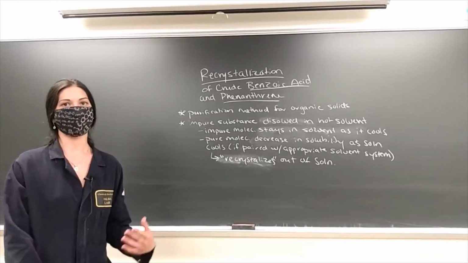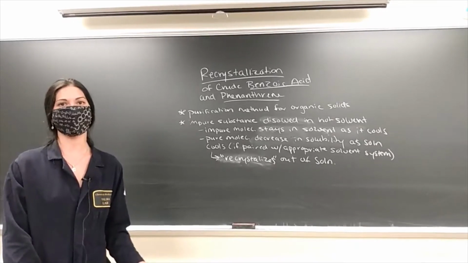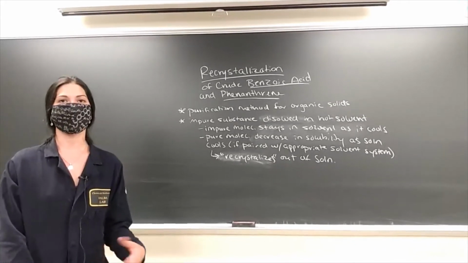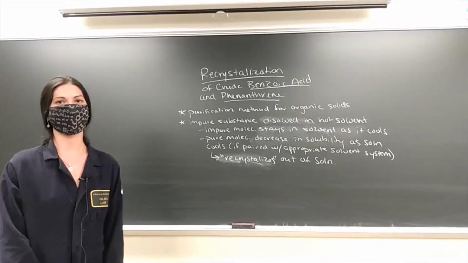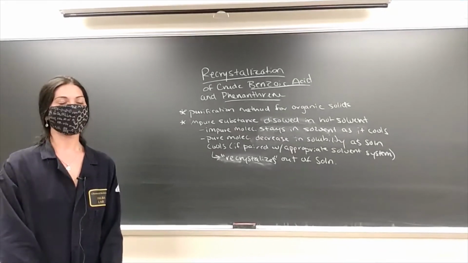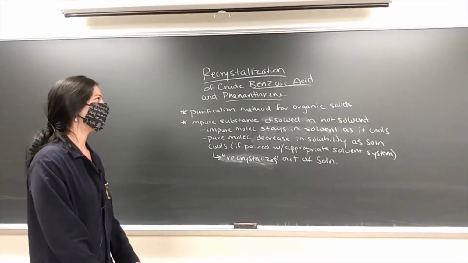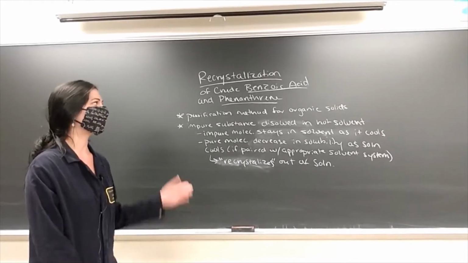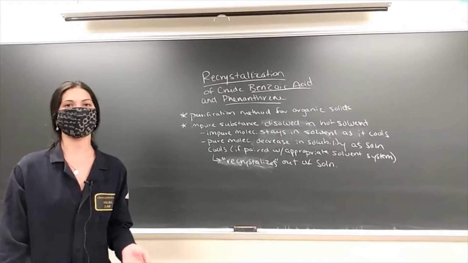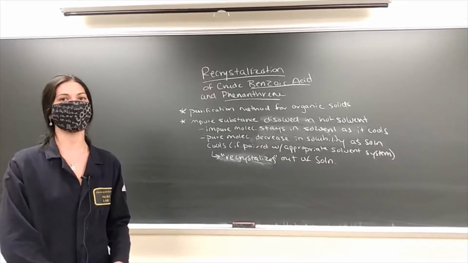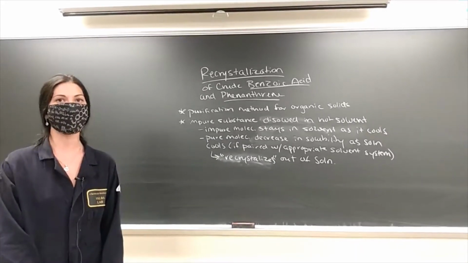And the crystal lattices are shaped and size selected based on the type of substance that is crystallizing out of solution. In today's lab, you're going to be investigating specifically the recrystallization of your benzoic acid and phenanthrene samples that you extracted from last week's lab.